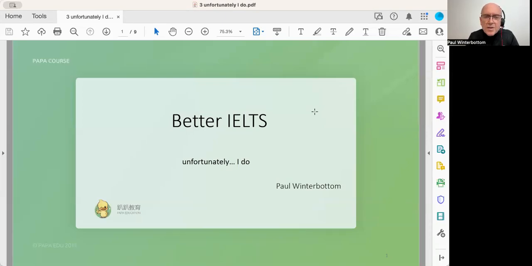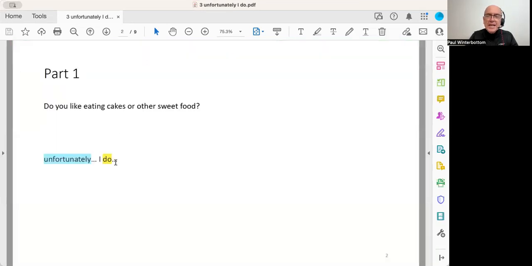Hi, so we're going to look at a very simple but natural little pattern. Unfortunately, I do. You've got to say it with plenty of emphasis. So this is a part one question. Do you like eating cakes or other sweet food? Well, unfortunately, I do. I find it almost impossible to stop myself from doing that kind of thing.